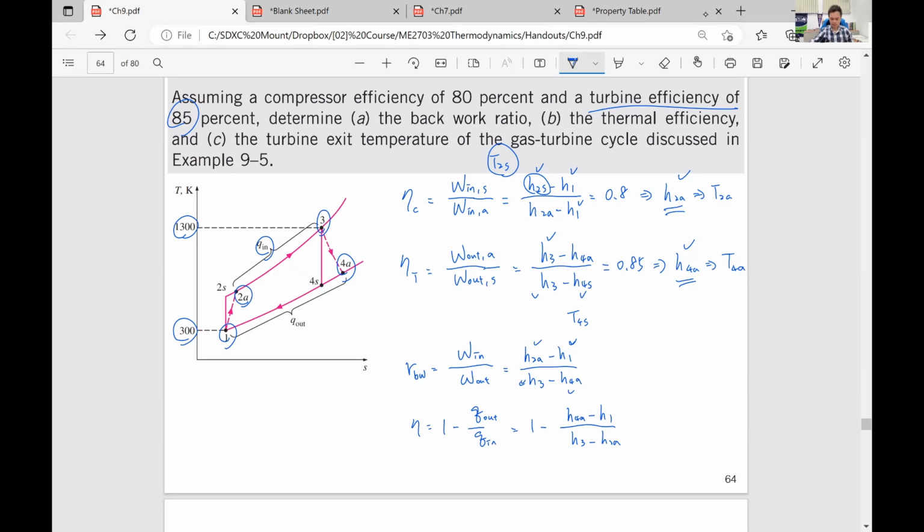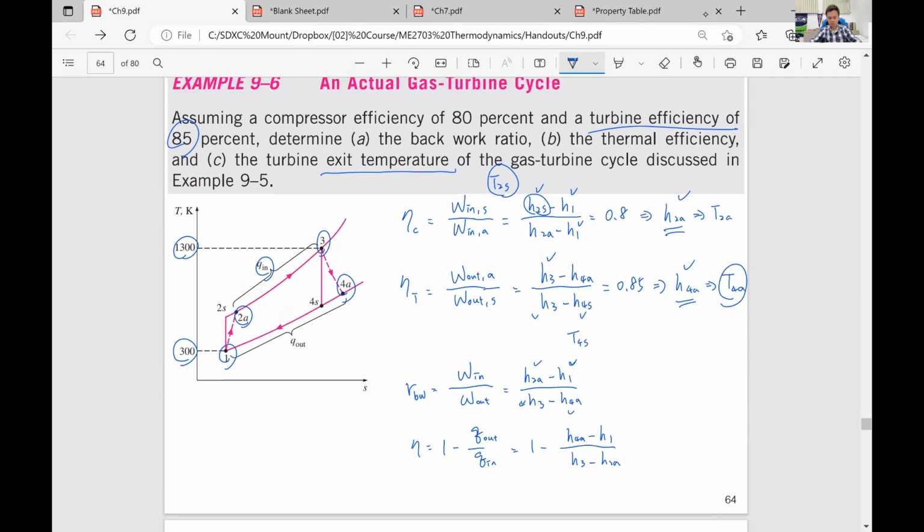Then the turbine exit temperature. This is T4A. So that's it. No matter what, we start from the ideal case first. Then if this is the case, just follow the definition for the isentropic efficiency. And in this case, we are dealing with the isentropic efficiency for compressor and turbine.